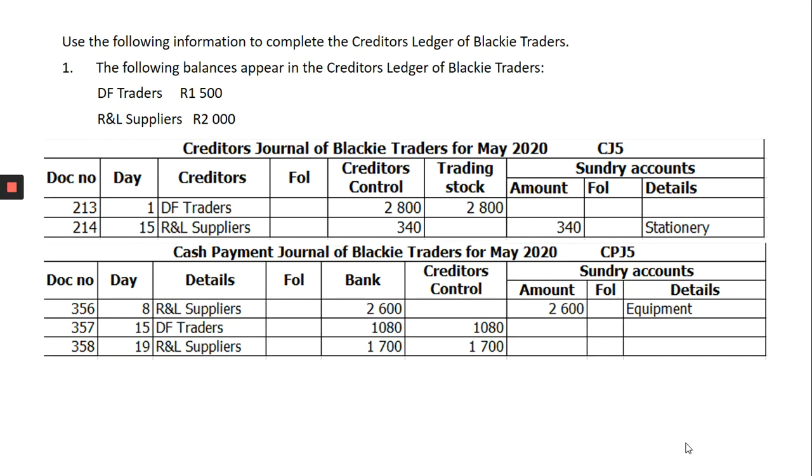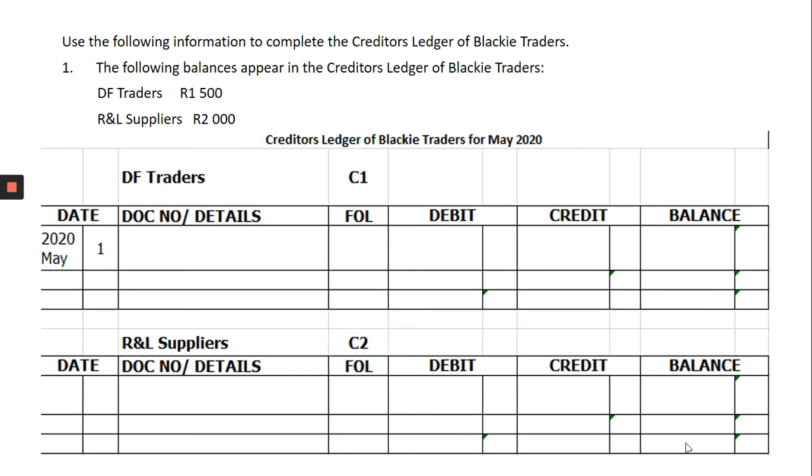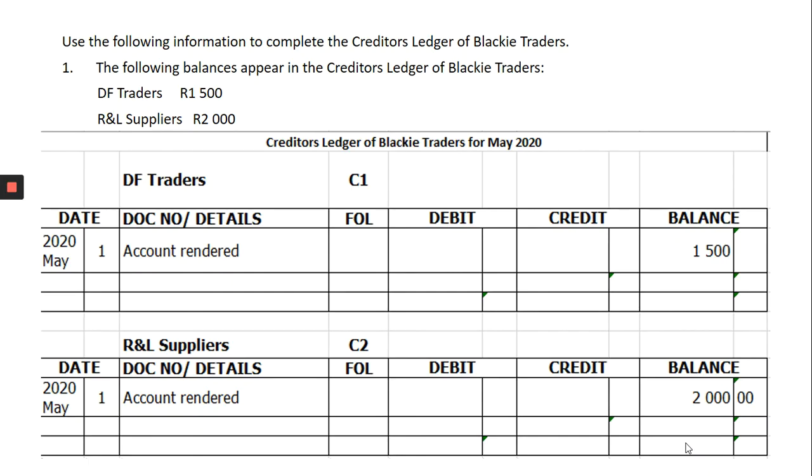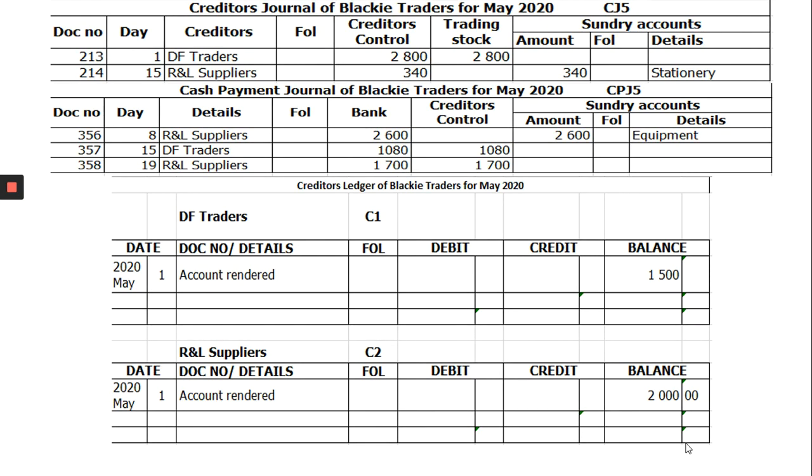So when we are going to post it in the creditors ledger, it will look as follows. If we look at Dev Traders, the date will be 2020 May the 1st, and our account rendered there will be 1,500. At R&L Suppliers, we will be doing the same. The date is also 2020 May the 1st, and our account rendered there is 2,000. Now we are going to post the CJ and CPJ to the accounts in the creditors ledger.